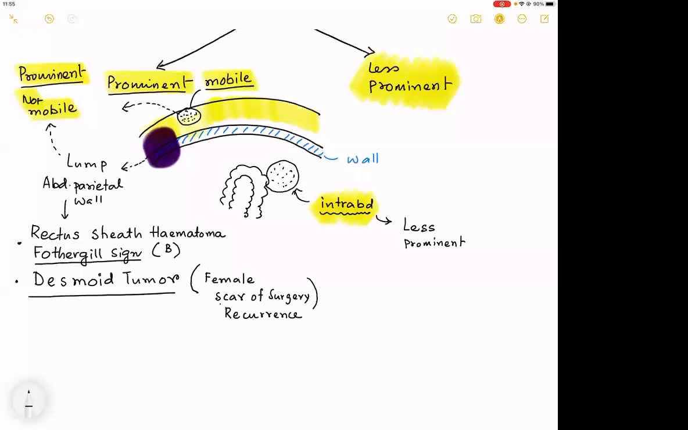Parietal lump can be of two types, one from the subcutaneous plane and one from the parietal wall. Absolutely. Right. Which one did you mention? In a rectus sheath hematoma.